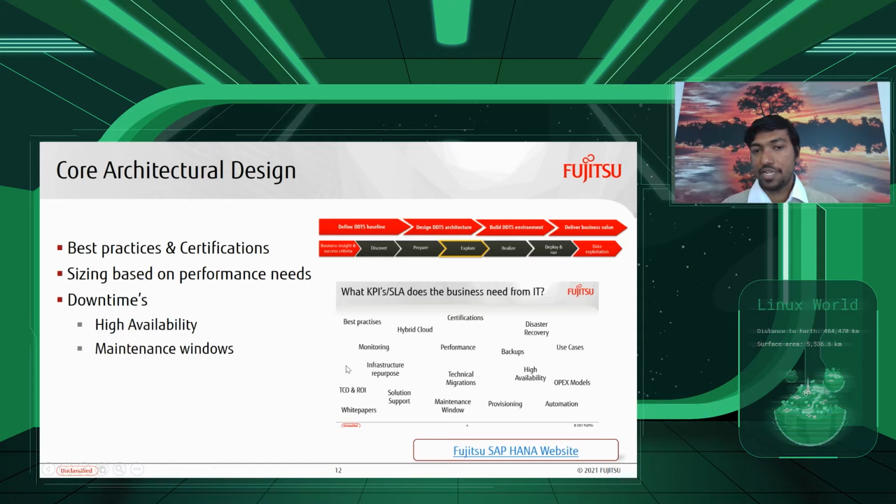And once you have the data that you need, the next step, of course, is to build a core architectural design. Now, we spoke about the KPIs and SLAs in a previous slide here, and we talked about various KPIs. Now, I won't be able to talk about how the architectural design is impacted on each one of those points, so I'm going to touch upon just three. Best practice and certifications, sizing on performance needs, SAPs, and downtime, be it planned or unplanned downtimes.